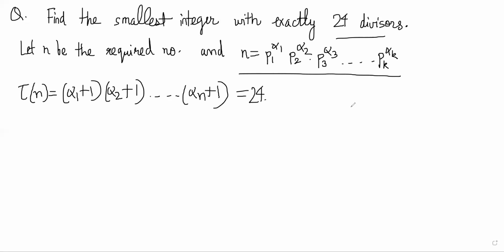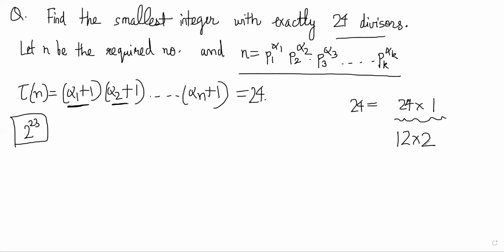Suppose 24 was written as 24 into 1, right? Then alpha 1 has to be 23 and this has to be 0, right? So that would be 2 power 23, the number. It could also have been written as 12 into 2, right? So it's 11 and 1. So it would be 2 power 11 into 3 power 1, right? Correct. So you have to think of how you can reduce the size of this number.